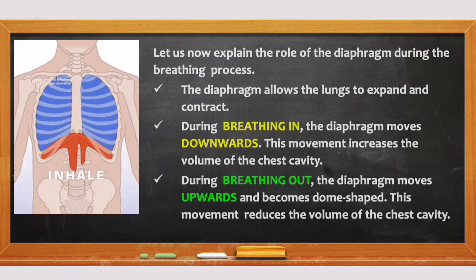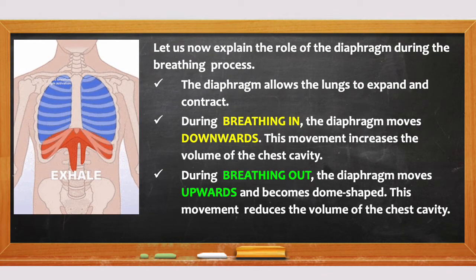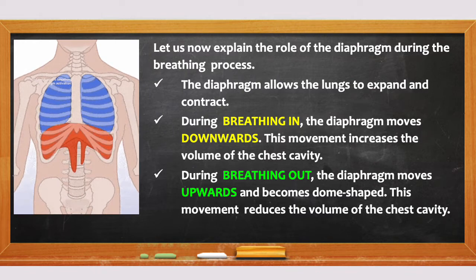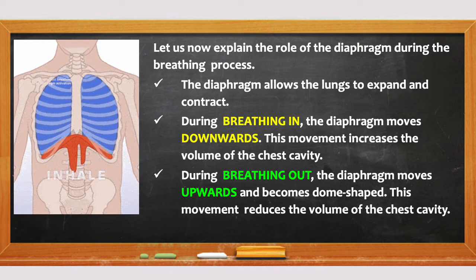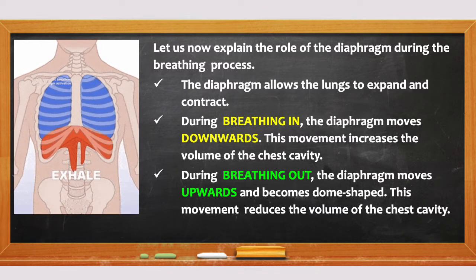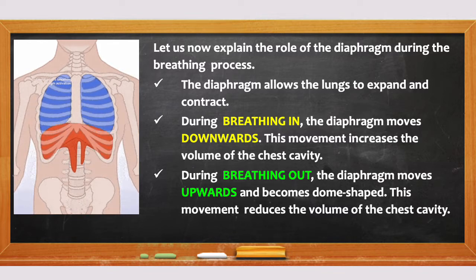Let us now explain the role of the diaphragm during the breathing process. The diaphragm allows the lungs to expand and contract. During breathing in, the diaphragm moves downwards. This movement increases the volume of the chest cavity. During breathing out, the diaphragm moves upwards and becomes dome-shaped. This movement reduces the volume of the chest cavity.